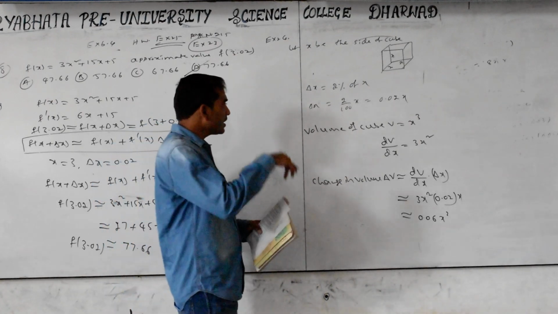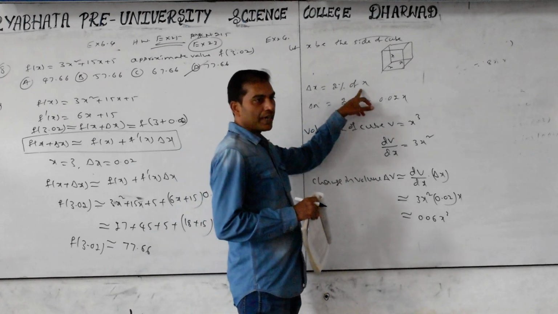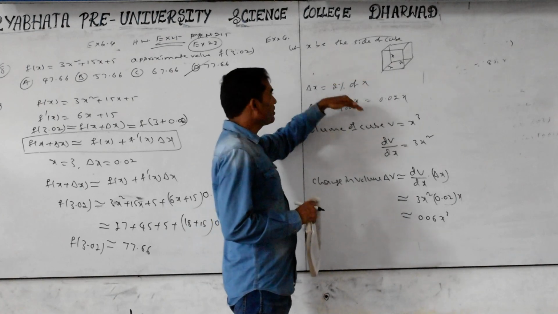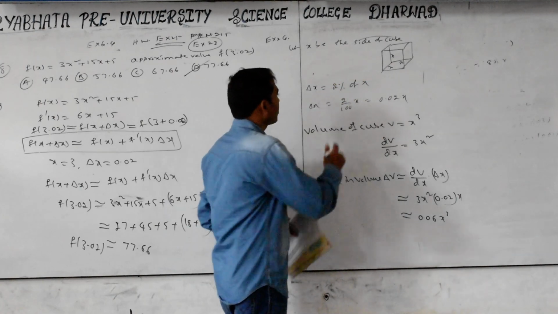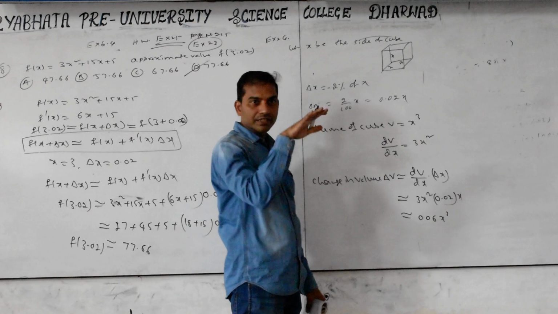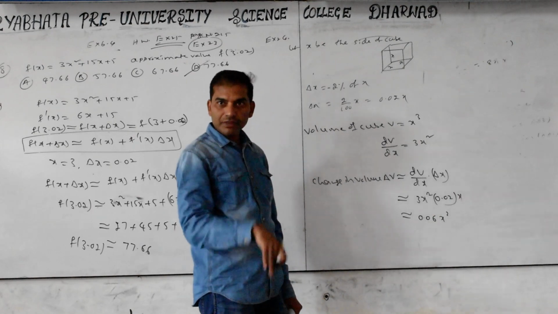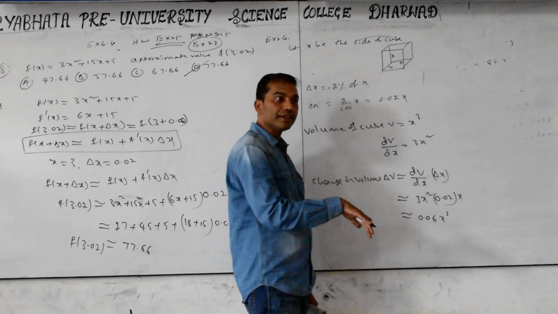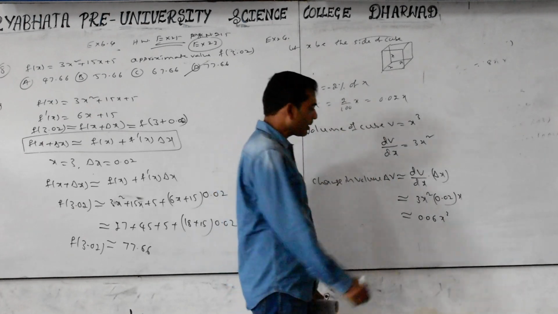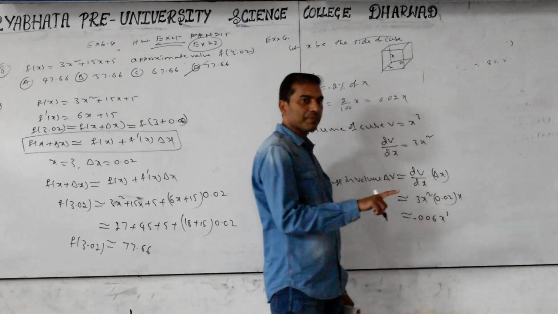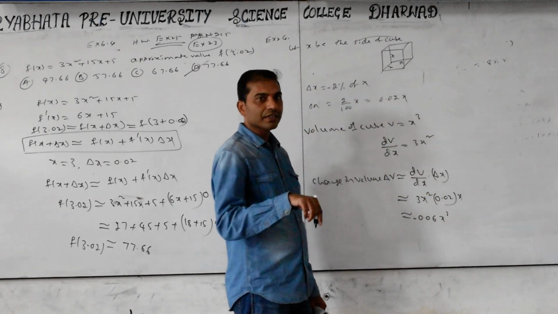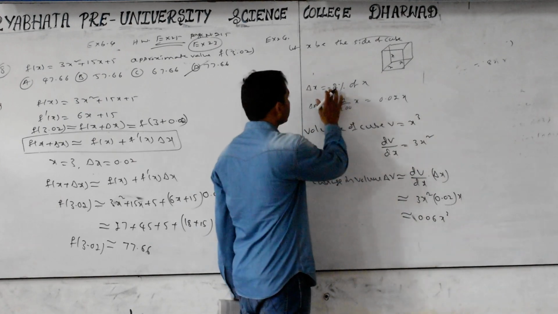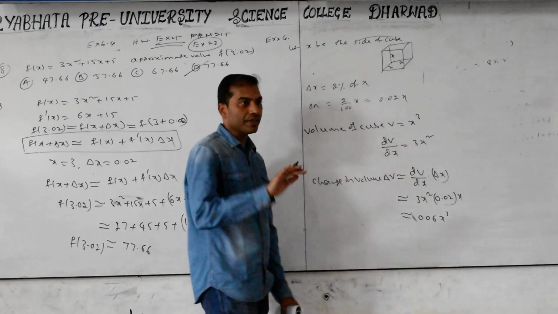If the side of the cube is decreasing by 2%, you should take a minus here. Increasing means positive, decreasing means minus. When you take the minus here, the change in value will also be decreasing. So minus represents decreasing, plus represents increasing. Keep that in mind, because this type of question on increasing and decreasing they will ask in competitive exams.